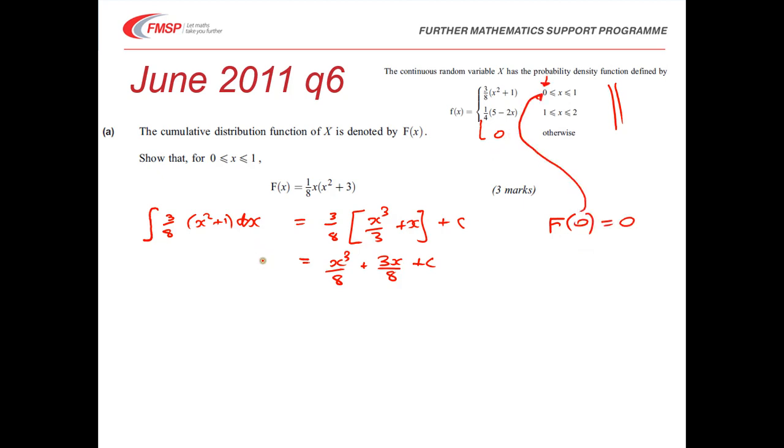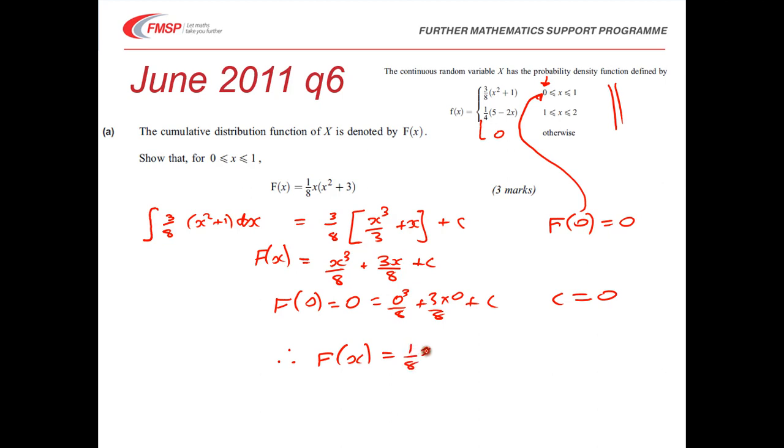So I know that if that's big F of x, and I put 0 into this, so F of 0 must equal 0, which is 0 cubed on 8 plus 3 lots of 0 on 8 plus c. So that tells me that c must be 0. Therefore, F of x must be 1/8 x cubed plus 3/8 x, which we can then factorise: x on 8 (x squared plus 3). So you get 3 marks for this.